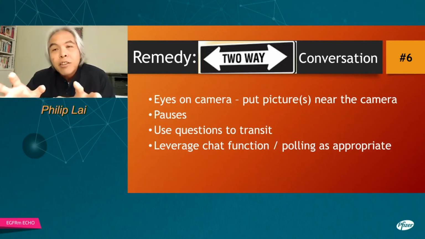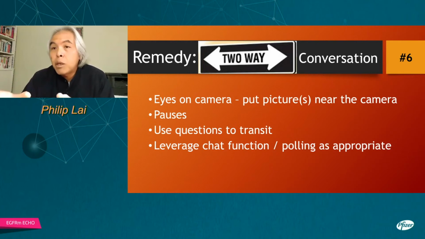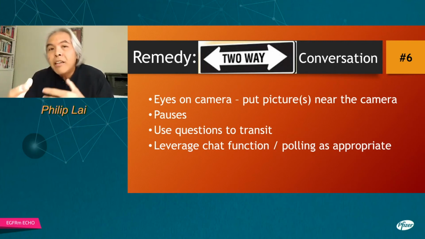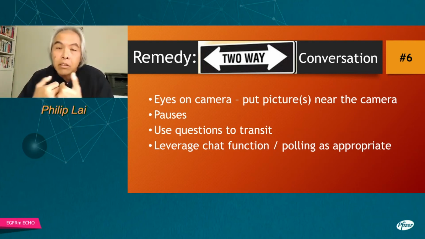The other suggestions on how to create this two-way conversation is to use some pauses during your presentation so that people can catch up with you. A number of you actually speak very fast. Use questions. I think our moderator today has used great questions for transitions. So using questions and pauses creates that conversational tone with your audience. And as I said, I always leverage the chat function: a quick question, a simple answer for the audience to chat back to you, yes or no, give me a number, that sort of thing. That's my way to create that two-way conversation.